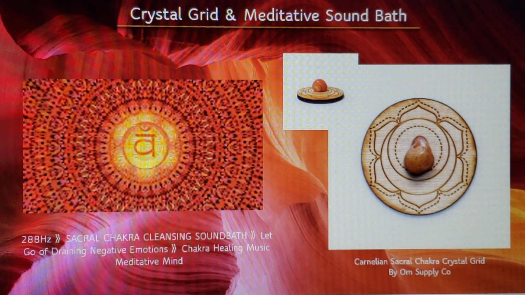You would place the crystal on the grid and set the intention to feel grounded and secure. You keep the grid in a sacred space for one moon cycle. That means from a full moon to a new moon, or a new moon to a full moon. And over the course of the moon cycle, notice when you feel most uprooted or insecure. In those moments, pause to take a few deep breaths and repeat a sacral chakra affirmation or mantra. That's from the Om Supply Company.